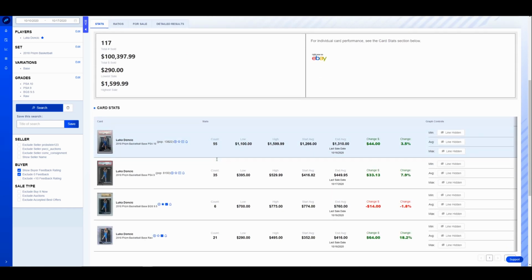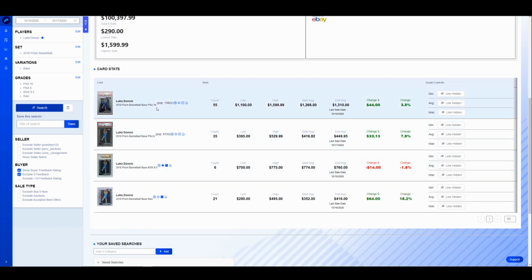So I wanted to look at Luka's stuff really quick. I pulled his base Prism. I went PSA 10, PSA 9, BGS 9.5, and Raw. And we can see, though the gains aren't much, up 3% on his PSA 10, up 8% on his 9. His BGS 9.5 has actually gone down slightly, and his Raw is up 18%.